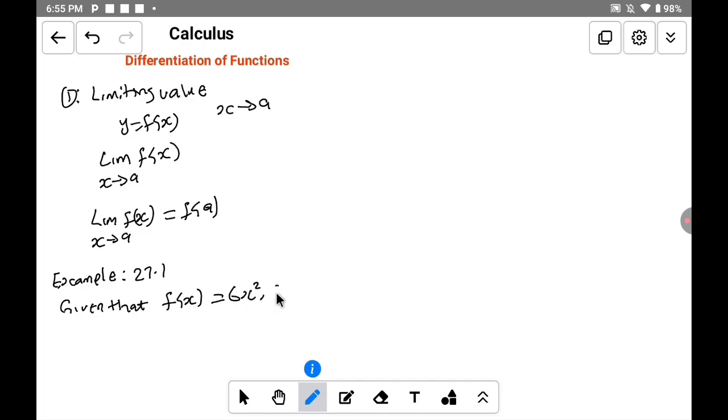And we're told to find the limit. We're trying to find the limit of f of s as s approaches 2. As s approaches 2. So how do you interpret this? If you're given this question, how do you solve it?